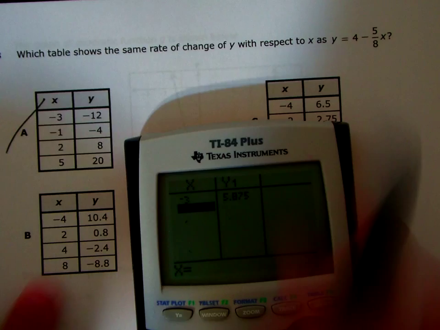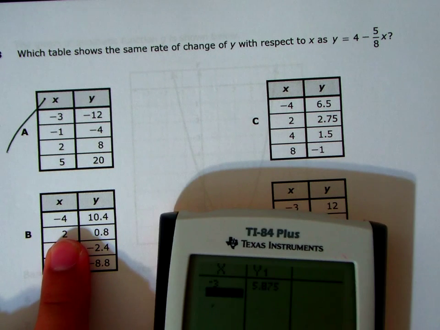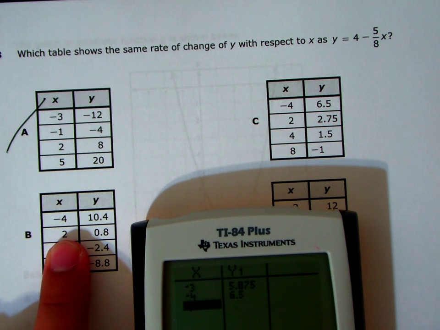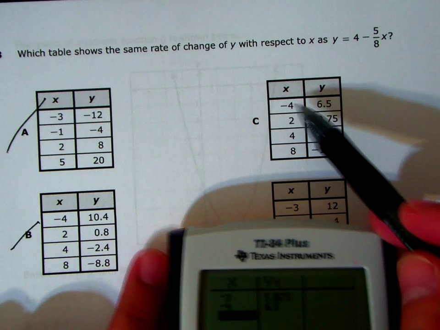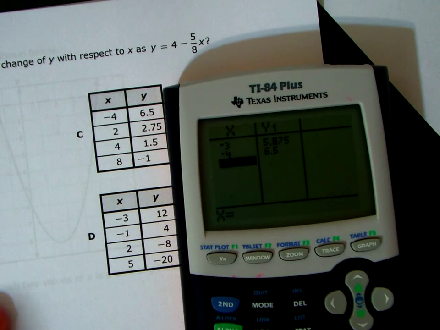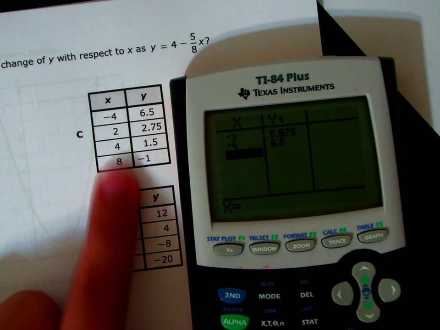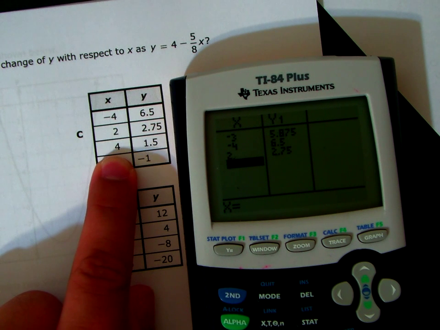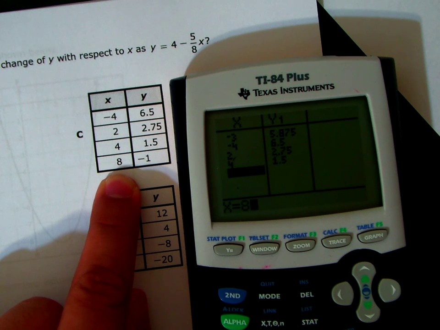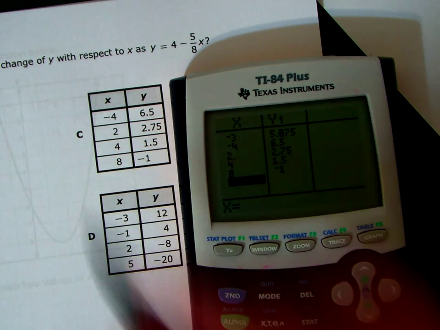A. Let's try B. Negative 4. Is it 6.5 here? No, so it cannot be B. What about here? Negative 4 is what? 6.5? So it matches, right? Let's try 2. Is it 2.75? It matches. Try 4. 1.5. Try 8. Negative 1. So the one that matches is what? C. Right?